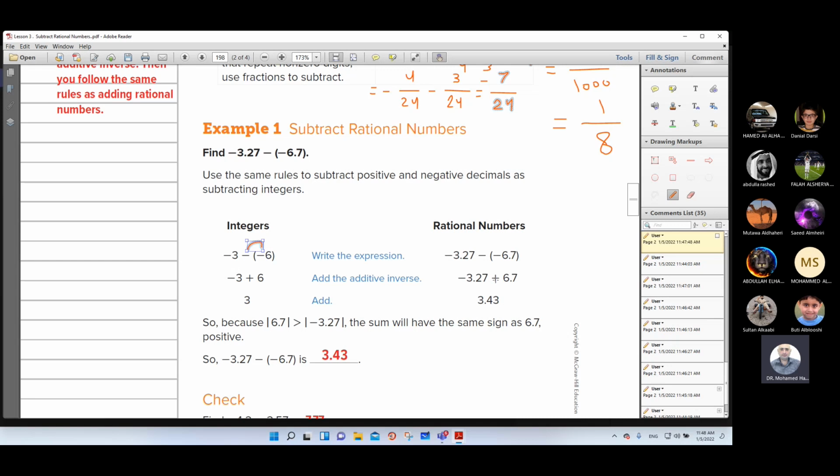So negative 3.27 as a decimal, the whole number here, minus minus 6.7. Minus minus means the plus. Then do subtraction between them. Here we have 3.27, and here we have 6.7. Then you can do subtraction here. As you see here, the small number is up and the big number is down, so we must switch to do subtraction.